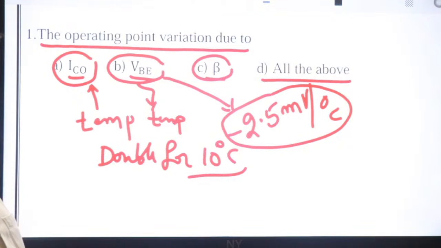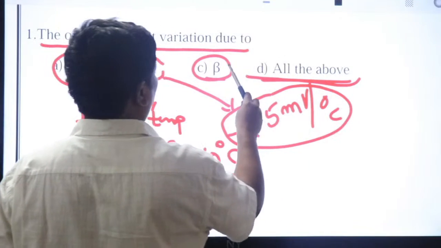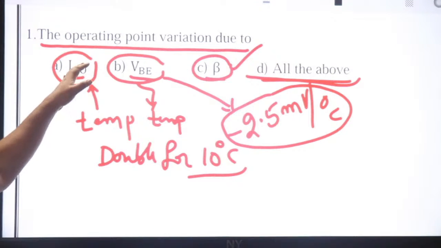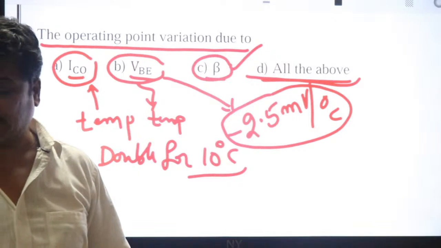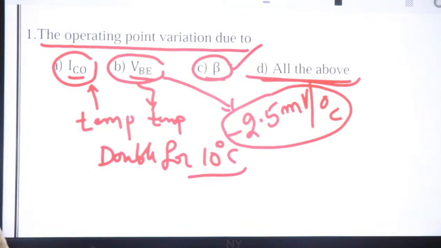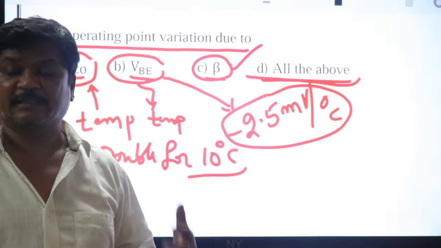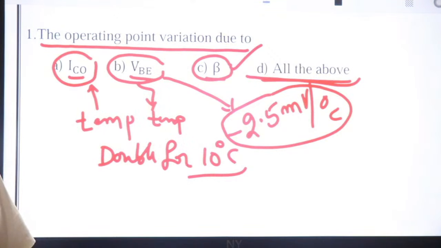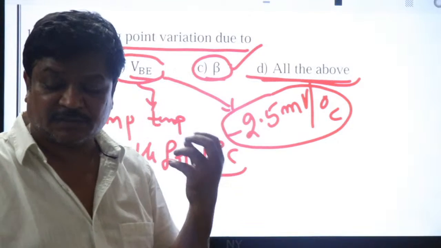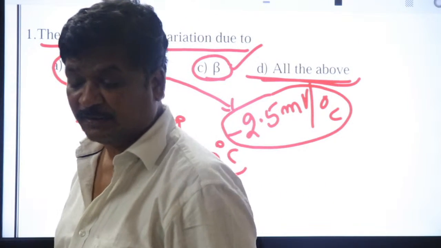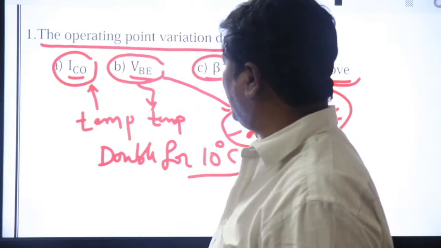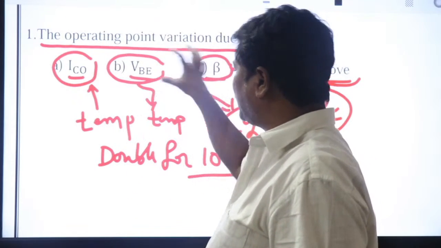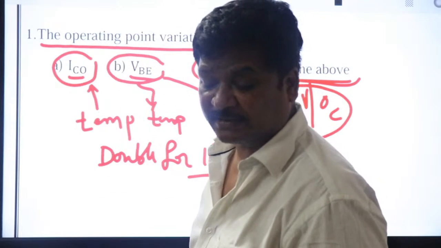So what about beta? Beta mainly depends upon the manufacturer. From one manufacturer to another, beta may depend upon temperature, but majorly beta is affected by the manufacturer. One transistor to another transistor, these values may be different. So whenever you read a question, try to get the maximum information. What is IC0, what is VBE, what is beta, how they depend, all these points we have to understand carefully.